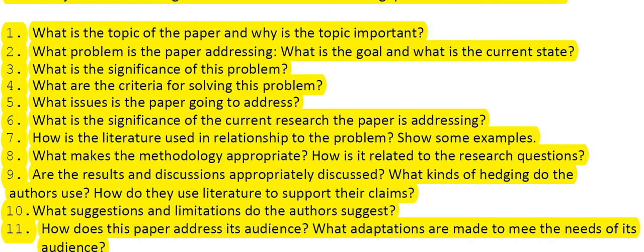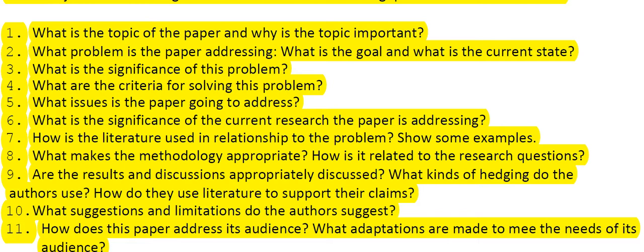Questions 8 and 9, you really need to make your own judgments about. These are questions that you often see in peer review analysis about methodology, results, and discussion. Are they appropriate? And one of the things you might want to look at is how well connected they are to the way the problem has been stated in the introduction. But these are questions you have to make judgments on yourselves.